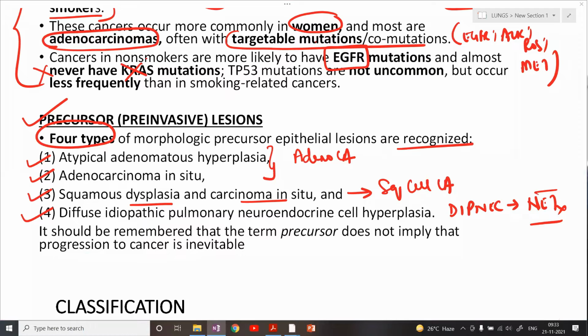It should be remembered that the term precursor does not imply that each and every one of them is going to progress and form carcinomas. No, it is not like that. It might progress, it might not progress. It might remain stable for a long period of time.